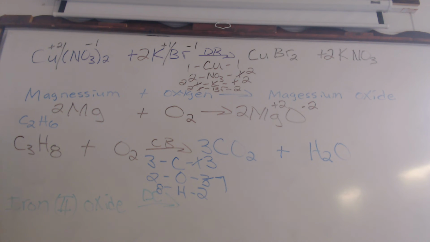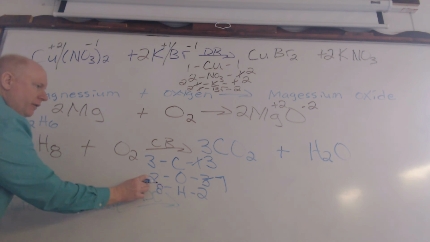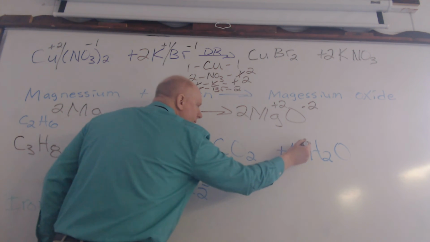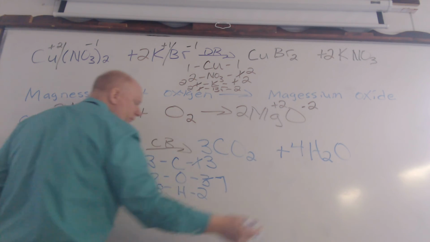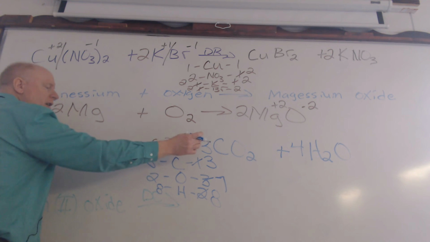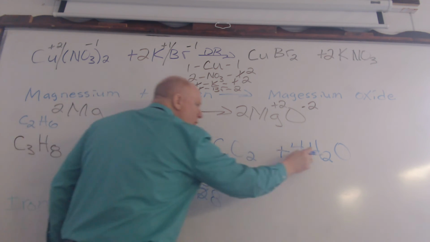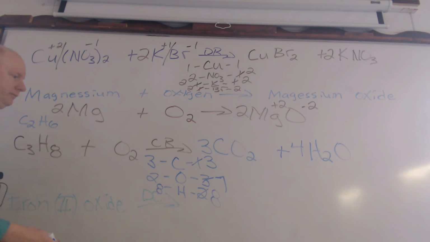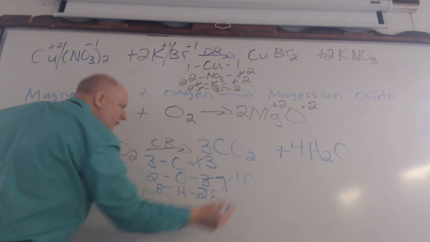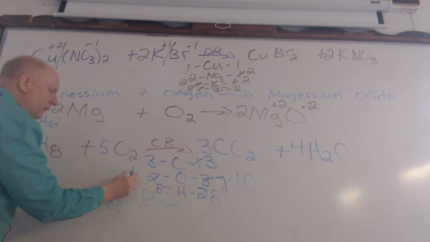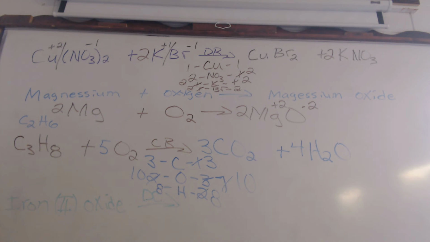So if we've got 8 hydrogens over here, how do we get 8 over there? Put a 4. 4 times 2. Now do your oxygens. 3 times 2, 4 times 1. So 6 and 4 gives you 10, and 5 times 2 gives you 10. So 1, 5, 3, 4.